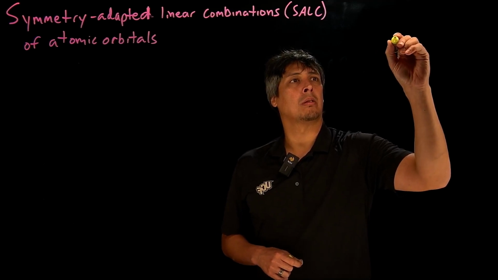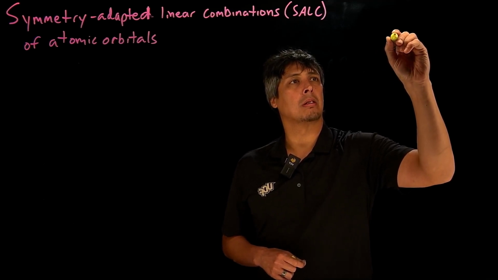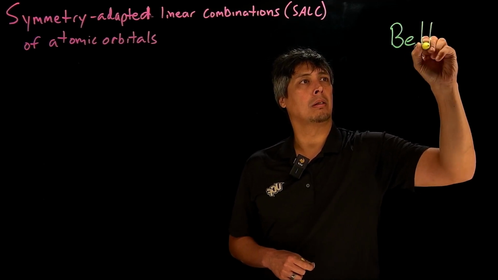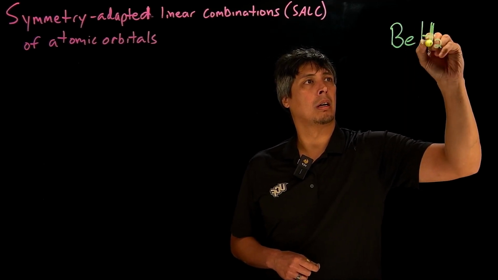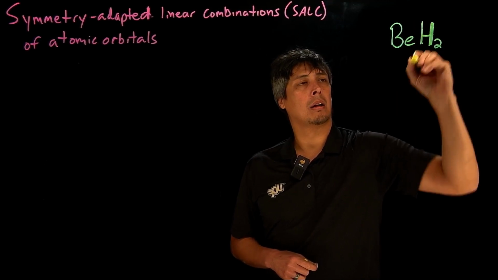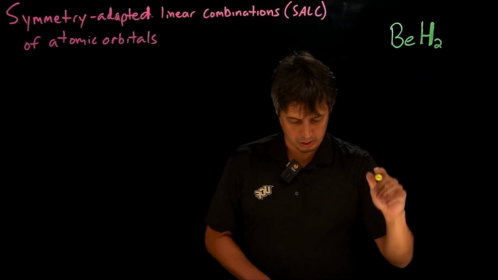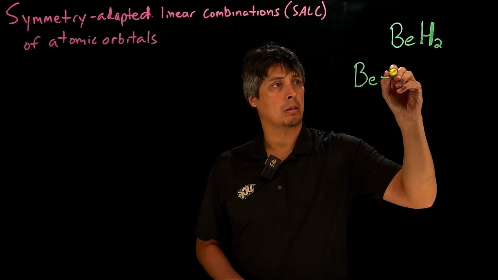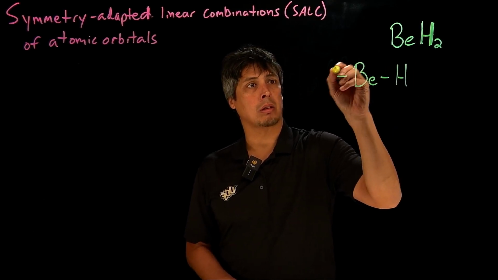So to show how we use this, we're going to start by looking at the compound beryllium dihydride. Okay, and so this is going to be a linear compound, so we can draw the Lewis structure like this.